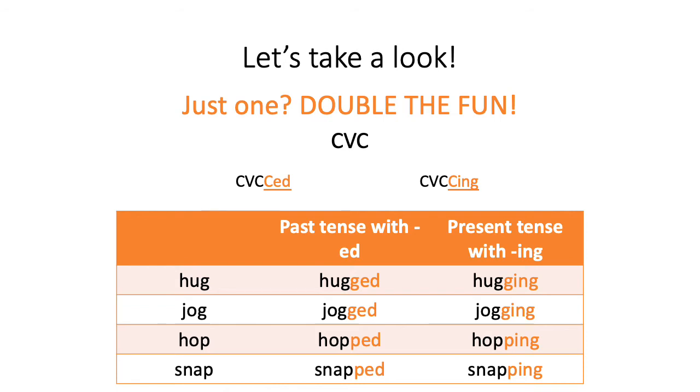Hop becomes hopped with a double P in the middle. We also have a double P in hopping. Last, we have the word snap. We have a double P in the middle, followed by the ed. Then we have a double P followed by ing for snapped and snapping.